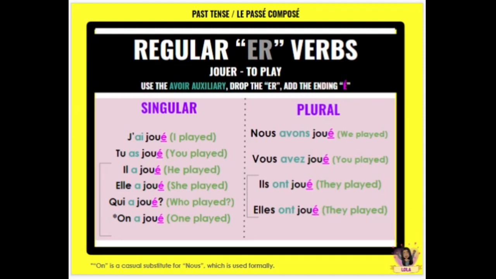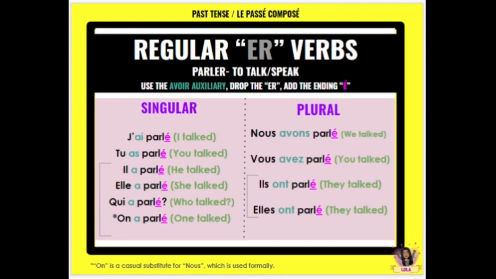Going on to the next slide, we see the verb parler conjugated. Again, j'ai parlé, tu as parlé, il a parlé, elle a parlé, qui a parlé, on a parlé. Nous avons parlé, vous avez parlé, ils ont parlé, elles ont parlé.